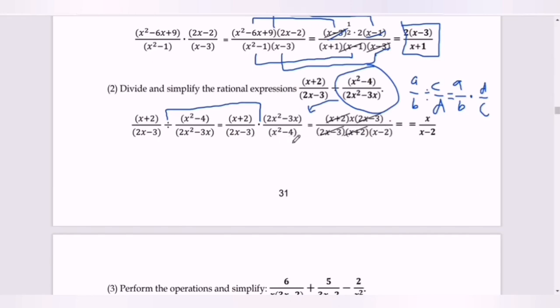So x squared minus 4 is x plus 2 times x minus 2. So the factor for x squared minus 4 is x plus 2 times x minus 2. If we're going to simplify this factored form, x plus 2 will be cancelled, and also 2x minus 3 will be cancelled. So the remaining would be x divided by x minus 2. So this is our answer.